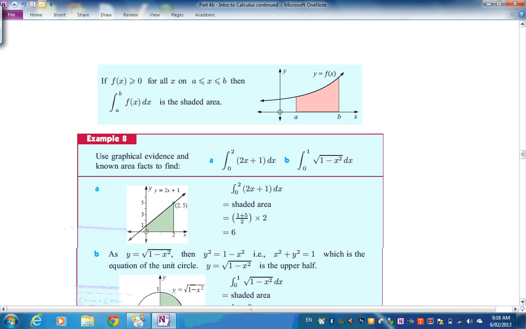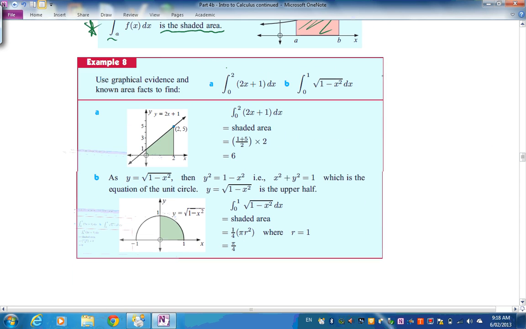So if the function's above the x-axis from A to B, there's a mass of rectangles, made them all a whole, so that is summing all of them, called integration, and so this is the shaded area. This is a fundamental theorem of calculus coming up here. We have made a complete mass, an infinite number of rectangles. So this symbol represents the shaded area in that case where the graph is above the x-axis. So they're saying here, use graphical evidence and known area facts to find this. Graphical evidence. Don't do the upper and lower rectangles.